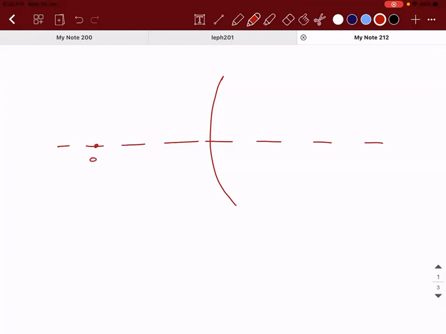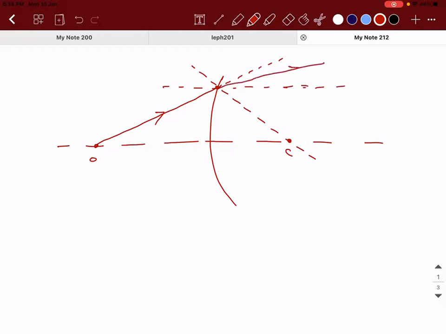If the object is placed here, it is hitting the surface at this point. At this point, if I take the normal, the ray bends towards the normal. If I take this as a line which is parallel to the surface, parallel to the principal axis, the ray can actually bend in this path also. You're able to understand? Similarly, the other ray, I can take it like this. So the refracted ray will be in this way.